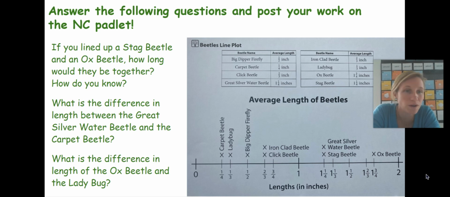Please post all your hard work, all your solutions to my questions on our number corner Padlet. And I can't wait to start this graphing line plot journey together.